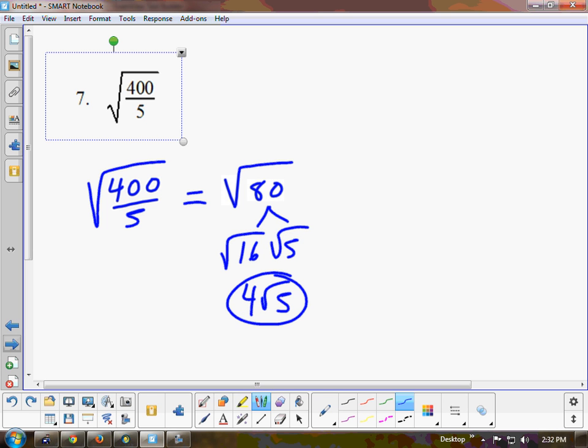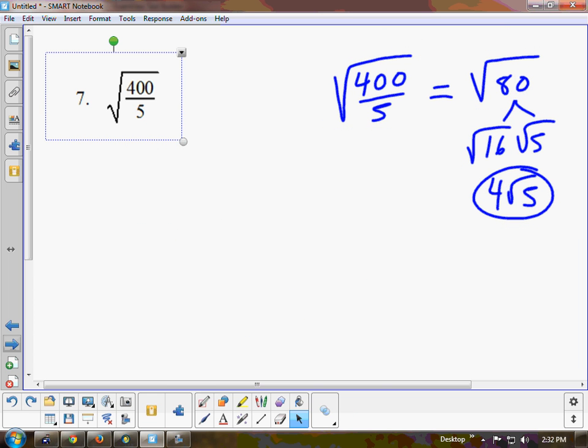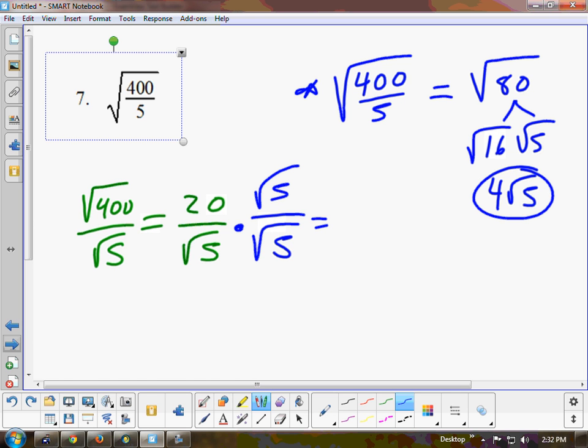Well, say you didn't know how to do it that way, and say you did the other method. The other method would be this way. You would do radical 400 over radical 5. Radical 400 is 20 over radical 5. Now you're not done yet. What has to happen here is you got to rationalize this denominator. So multiply the top and bottom by radical 5. I wouldn't suggest doing it this way. If you could, do it the first way. But if you have to do it this way, we'll try it.